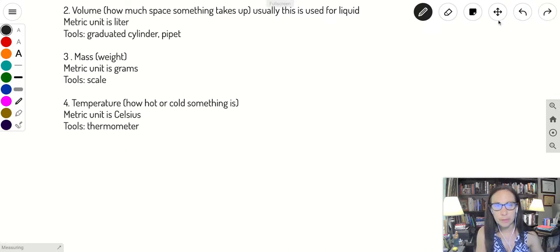Let me get rid of that dot. And I'm going to change colors here because I think that's always a good idea. Oh, why is that not working?